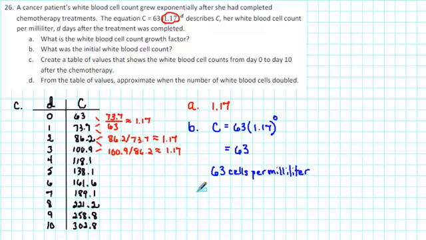Finally, let's complete part D. From the table of values, approximate when the number of blood cells doubled. Well, our initial blood cell count was 63. Twice 63 is 126. So we look down the table to locate where 126 is. Well, 126 is between 118.1 and 138.1. So that means that somewhere between day 4 and day 5 is when the blood cell count doubled.